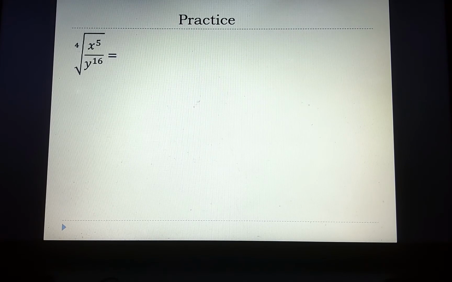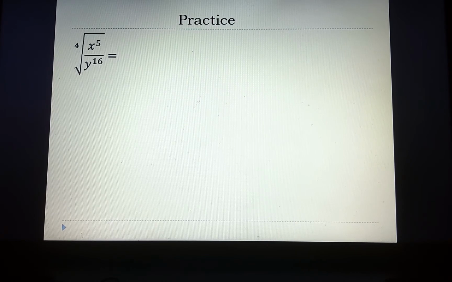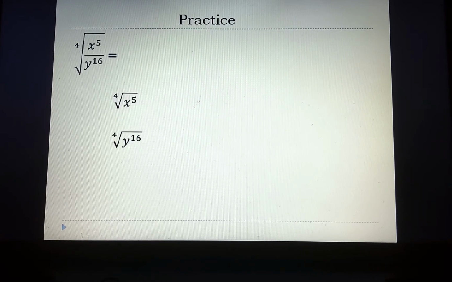Okay, we're going to practice again. The fourth root of x to the 5th over y to the 16th. All right, so the first thing we're going to do is split them up. Okay, and we can't do anything with the x and the y because they're different, right?